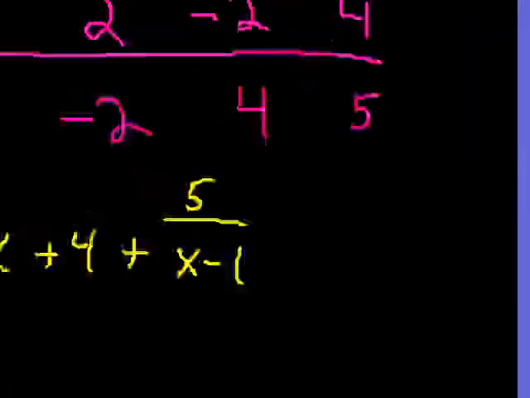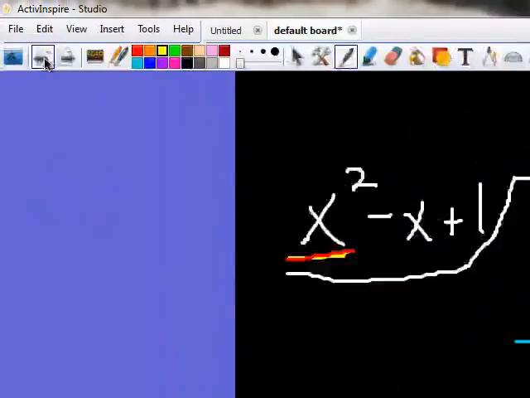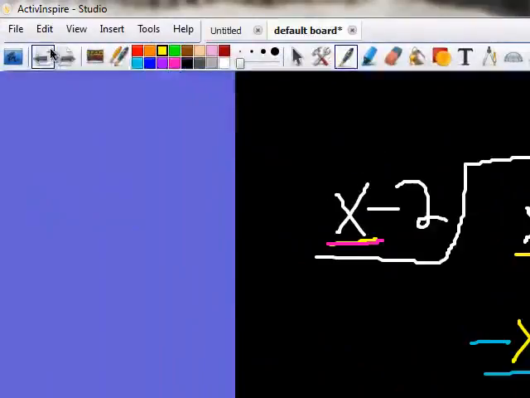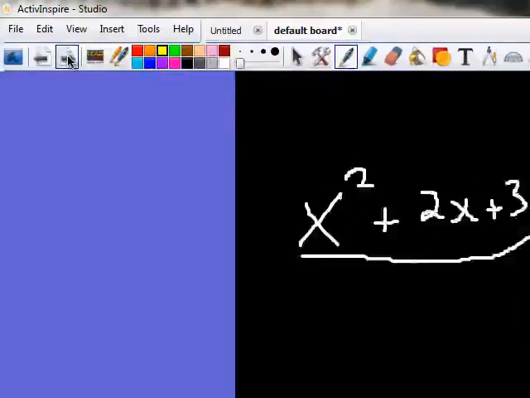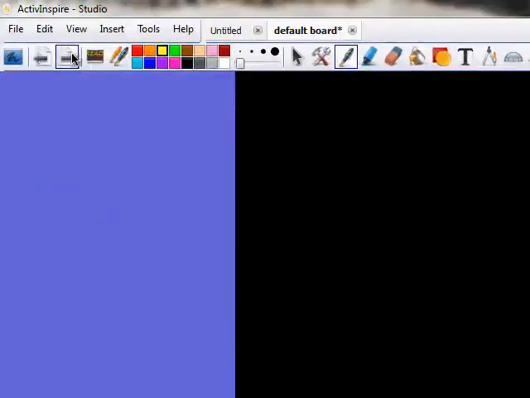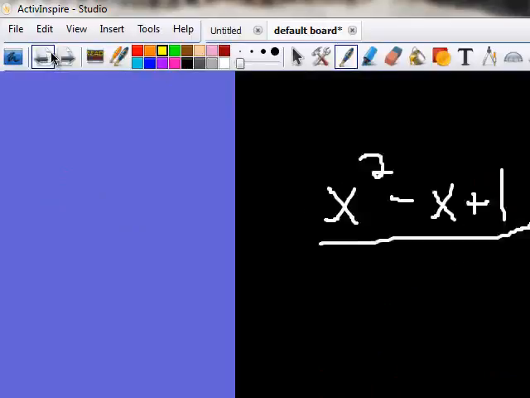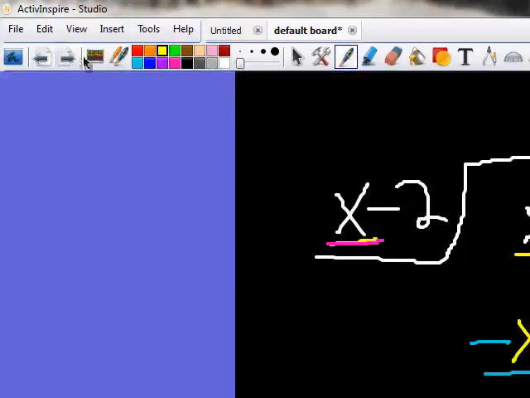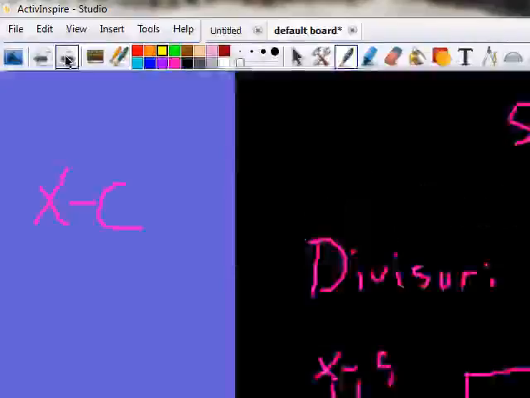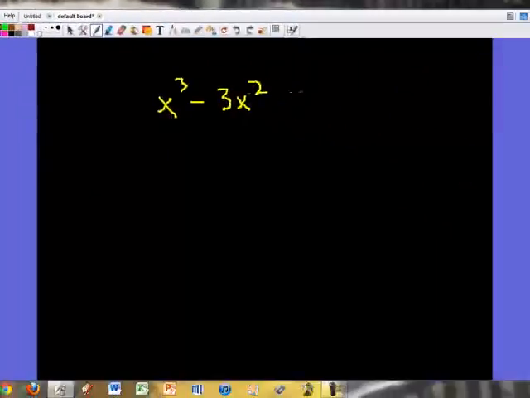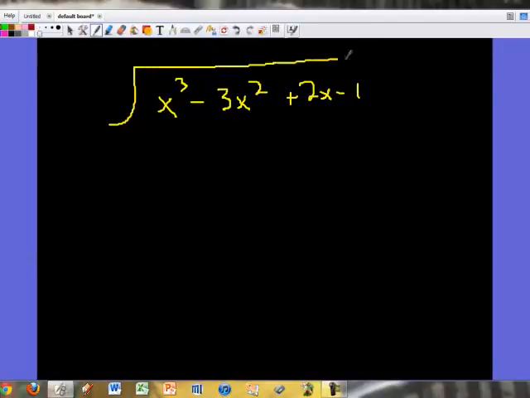Let's see here. Let's use which problem? So use this one. x cubed minus 3x squared, let's see, what was it? Minus 2x plus 1? Plus 2x minus 1. I knew that. And we were dividing by x minus 2.